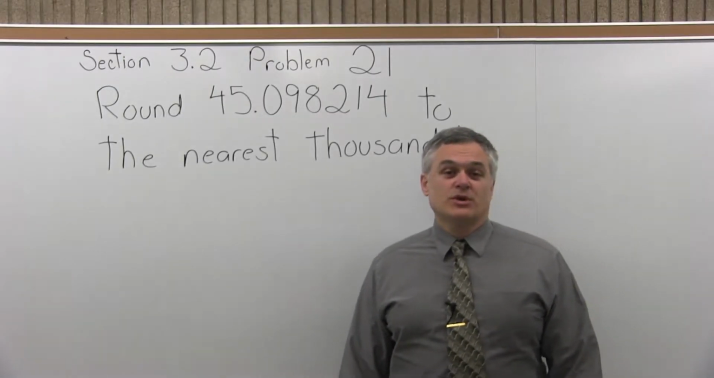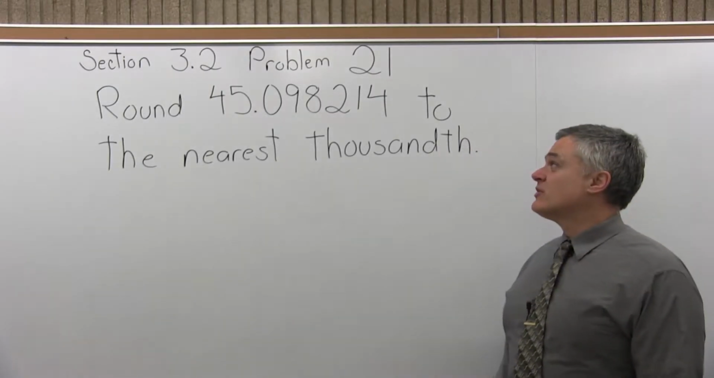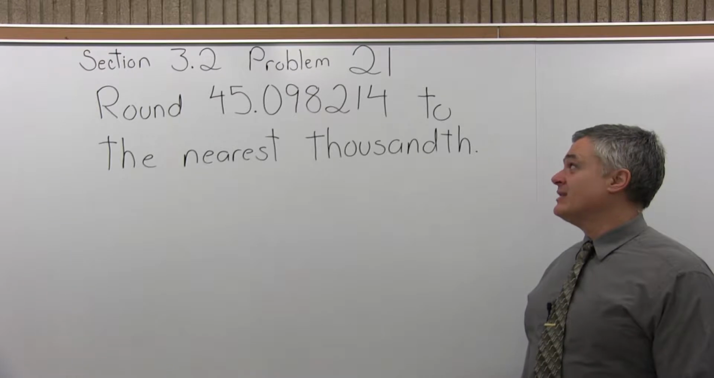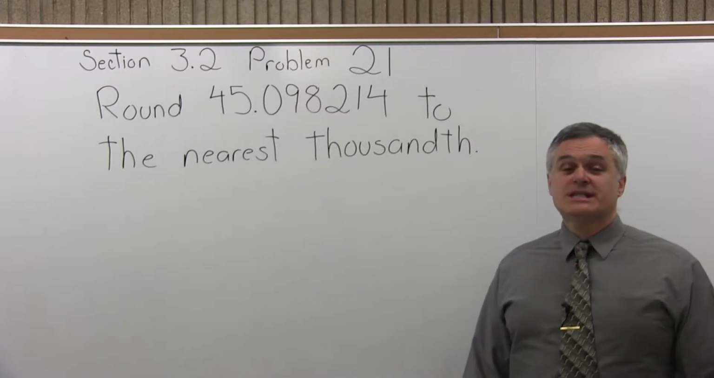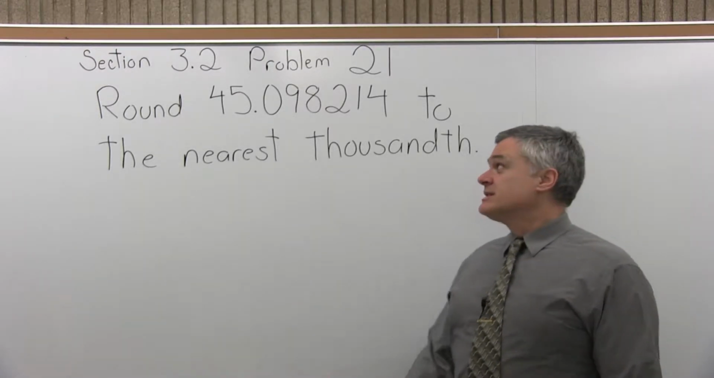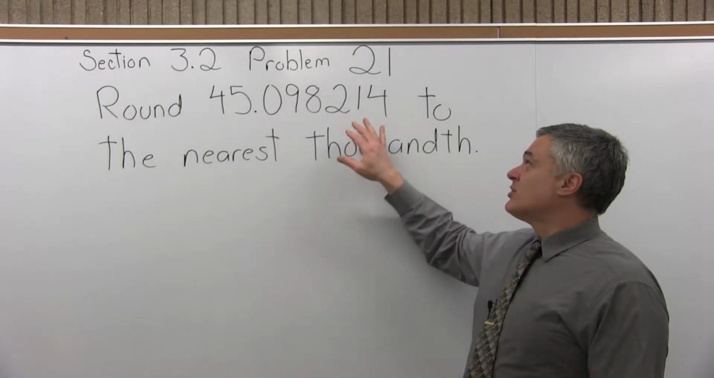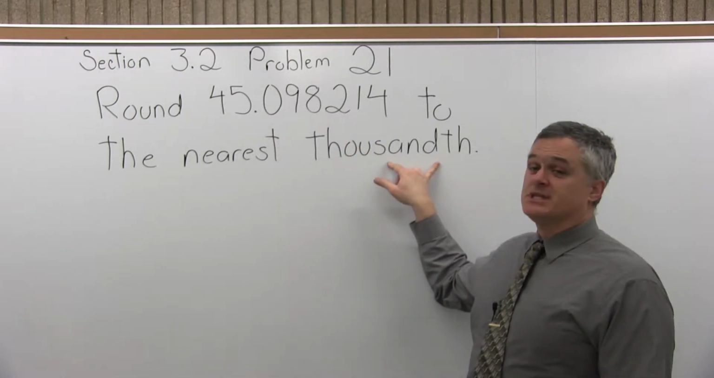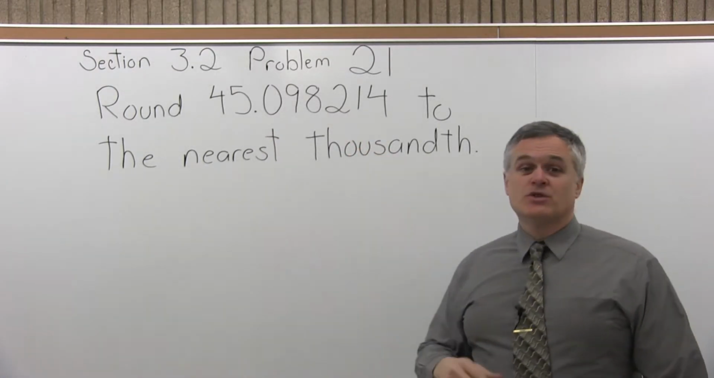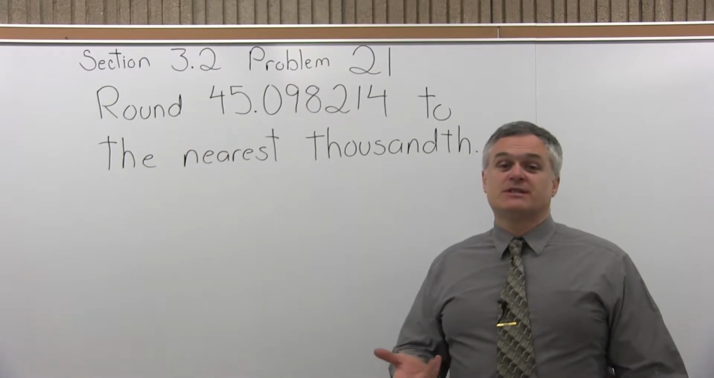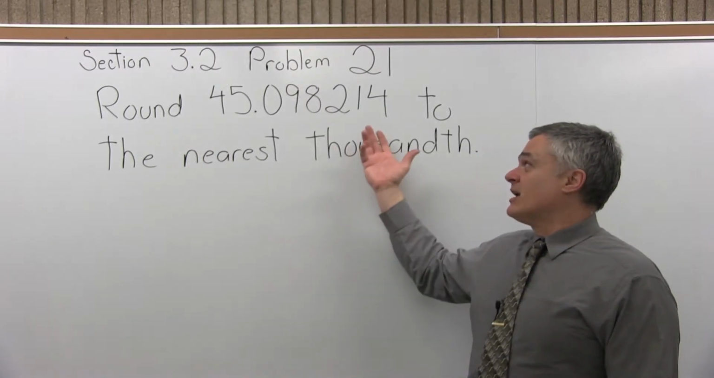This is Section 3.2, Problem 21. It says round 45.098214 to the nearest thousandth. So this is the same number we've used in the past couple of problems, but we're rounding to a different position, thousandth this time. So first, identify which digit is the thousandth position in our number.